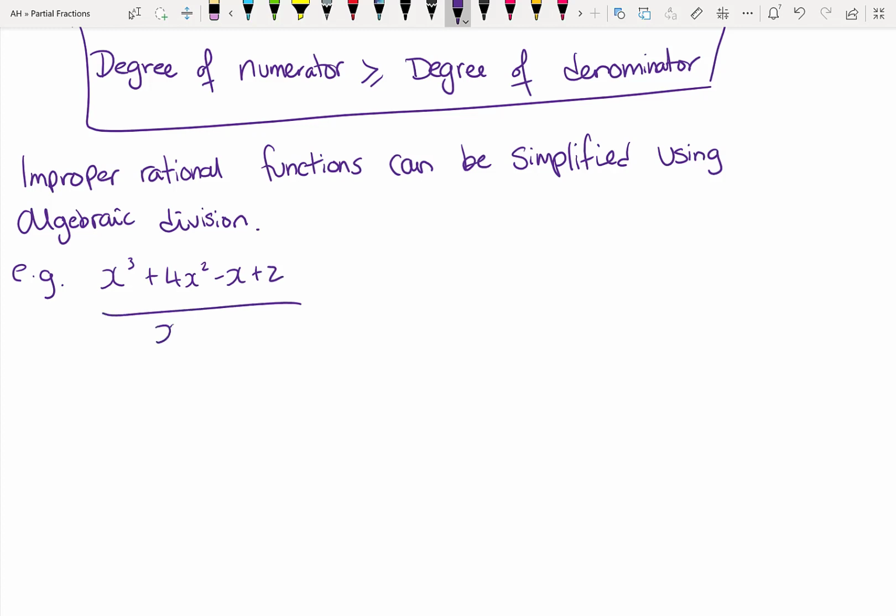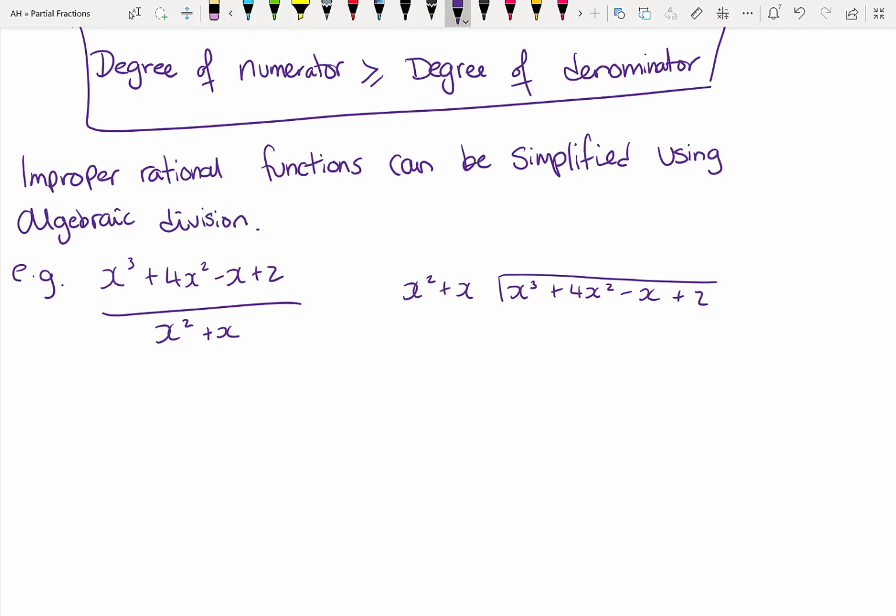So let's take, for example, x cubed plus 4x squared minus x plus 2, and we want to divide that by x squared plus x. So set it up like we would do any other long division sum. So we've got x squared plus x. Let's see how many times that goes into x cubed plus 4x squared minus x plus 2. Okay, so we're always going to be thinking in this first part on the left, how do I get this term to match the next highest to be divided?